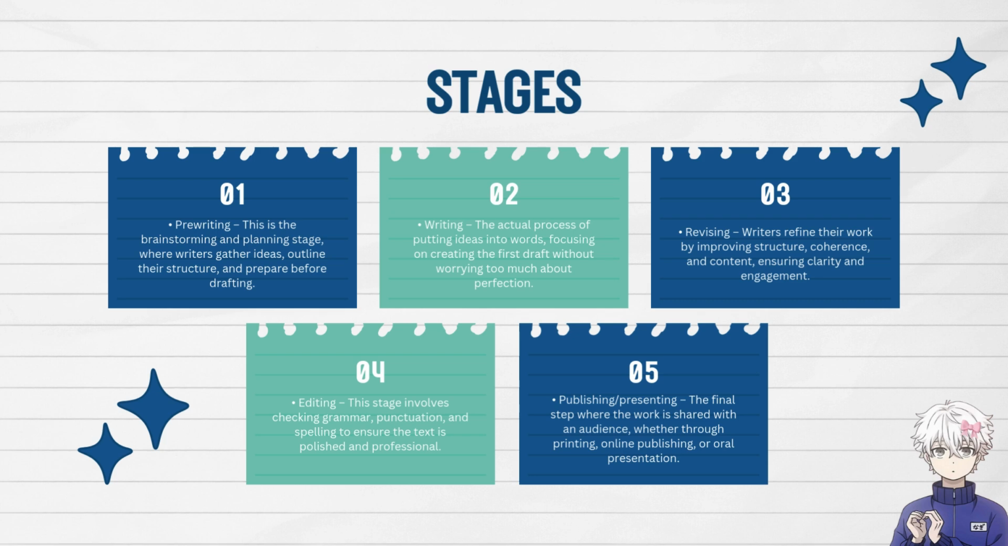Moving on, we have writing, which is the actual process of putting the ideas into words and plot, focusing on how they create the first draft without worrying too much about perfection. And then the third stage is revising. What does it mean by revising? Well, writers refine their work by improving structure, coherence, content, and also to ensure that the clarity and the engagement actually reaches the readers. And then the fourth stage is editing.